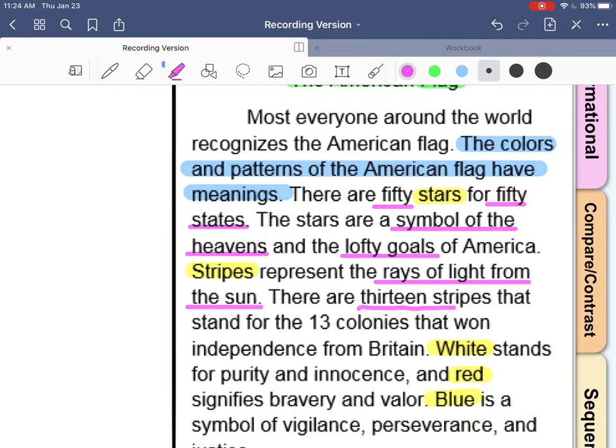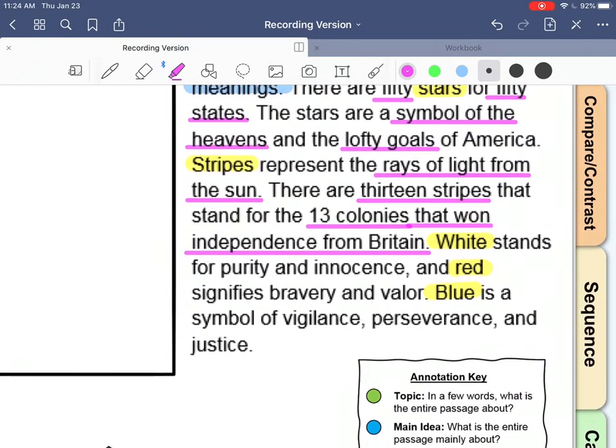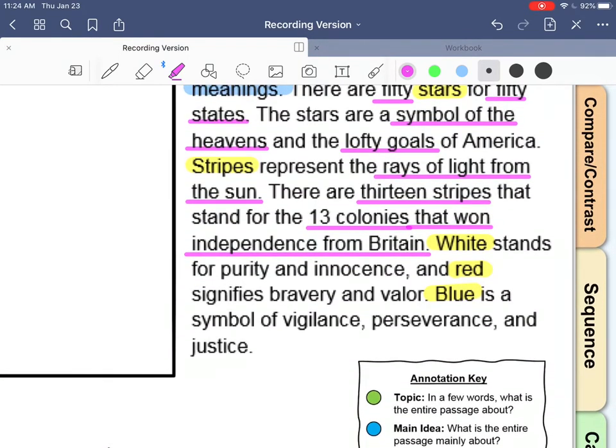If you've ever wondered why they chose to use stripes, it's because they look like rays of sunlight. The 13 stripes match up with the 13 colonies. And if you don't know what the colonies are, that's coming later on in the lesson. We're going to learn about those too. And the colonies won independence from Great Britain. So this is when our country started in that war for independence. Then they tell me about the color white. White stands for purity and innocence.